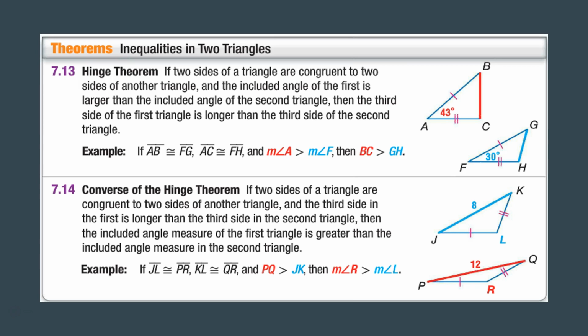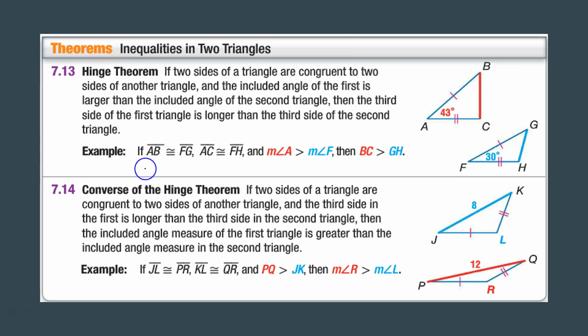So we have the inequalities of two triangles, and we have some theorems to go along with this. The Hinge Theorem: if two sides of a triangle are congruent to two sides of another triangle, and the included angle of the first is larger than the included angle of the second triangle, then the third side of the first triangle is longer than the third side of the second triangle.